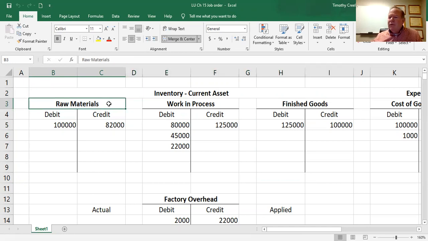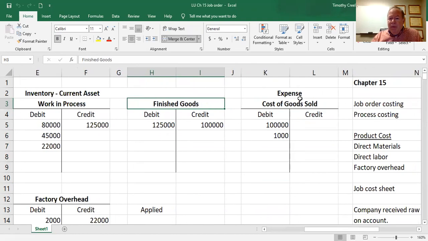So raw materials would be the materials that come in that are waiting to go into production. Work in process would be the assembly line, the products being made. Finished goods would be the finished product that's been completed, waiting to be sold to customers. And cost of goods sold would be where it would be transferred to. This is an expense on the income statement that represents the cost of items that have been completed and sold to customers.